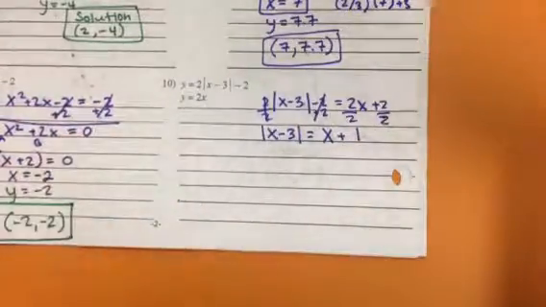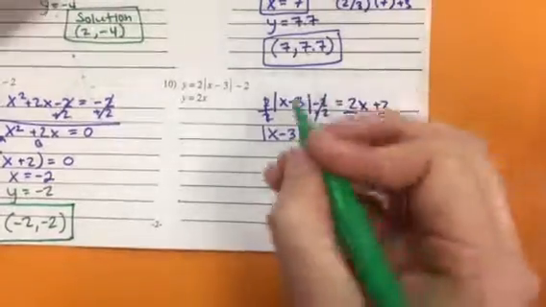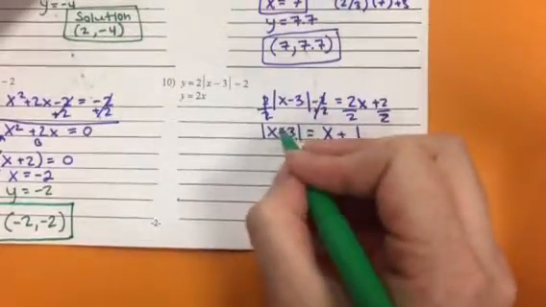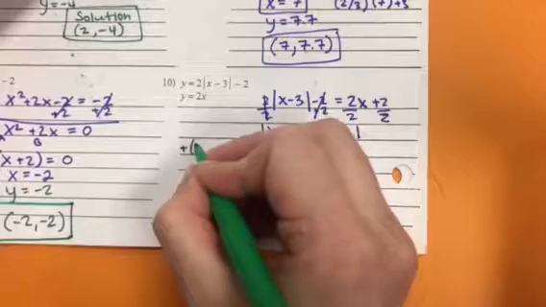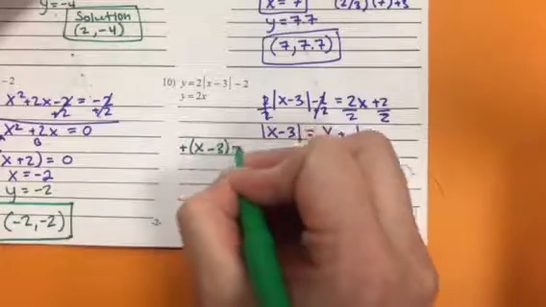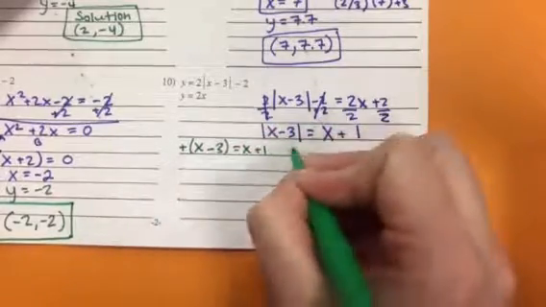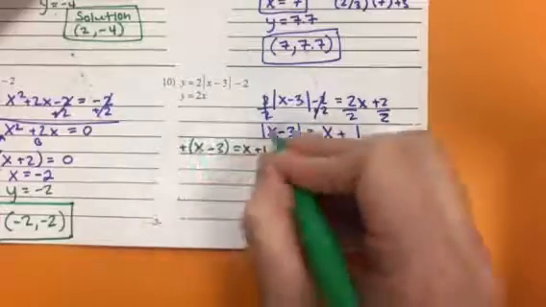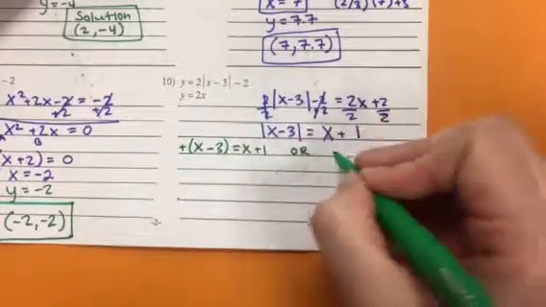Now with an absolute value, I can have 2 solutions. Inside an absolute value can be a positive or it could be a negative on the inside because the absolute value would cancel out the negative.